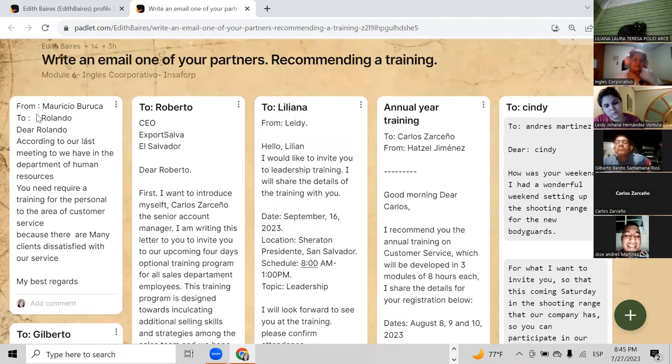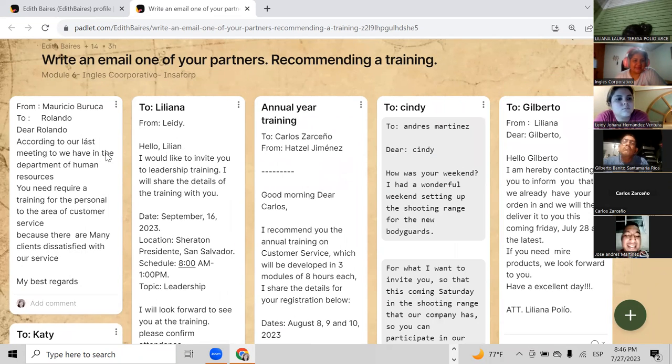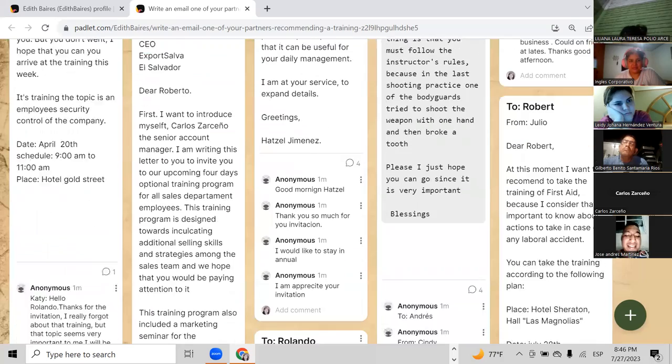Okay, from Mauricio to Rolando. Dear Rolando, according to our last meeting, aquí no es necesario tú, we had in the past, right? In the Department of Human Resources, punto, ahí, you need to take a training for the personnel in the area of customer service because there are many clients dissatisfied with our service. My best regards. Okay, it's missing information like when will be the training, location, and schedule. You try to add that information if that is missing.